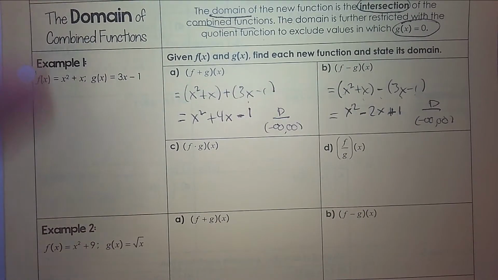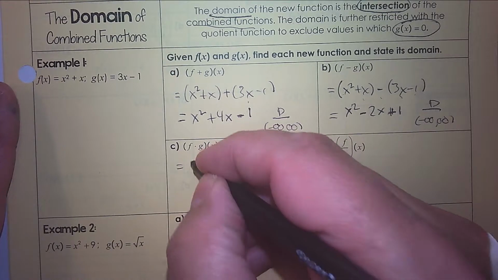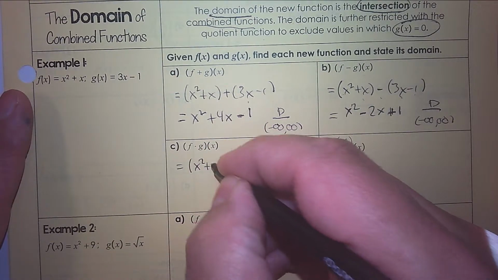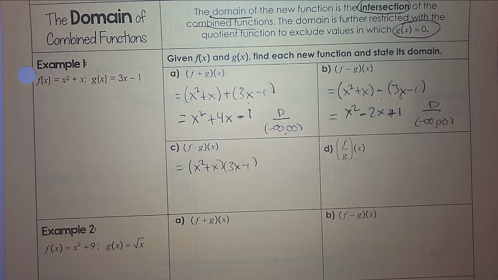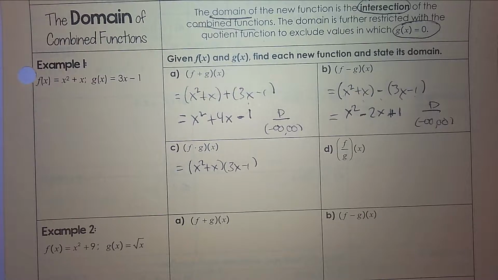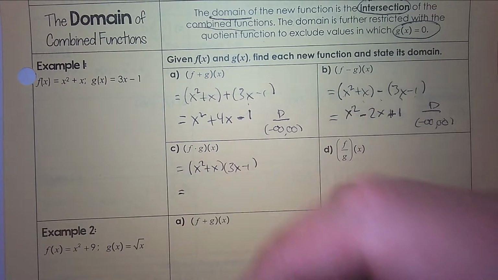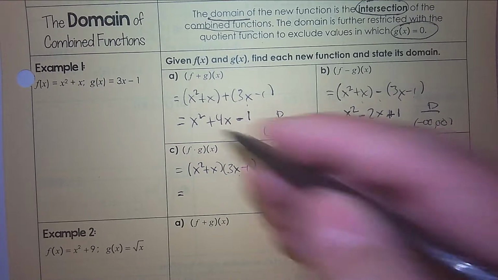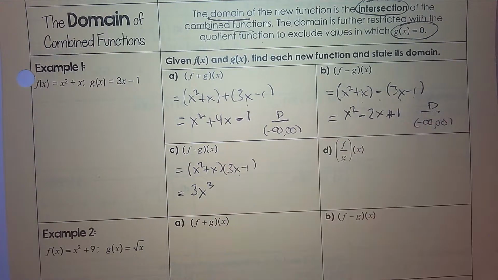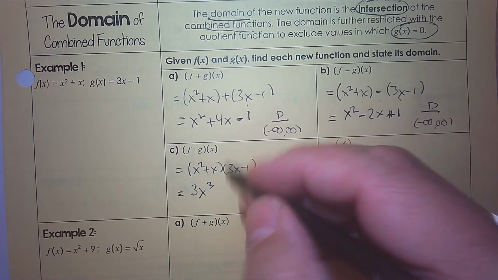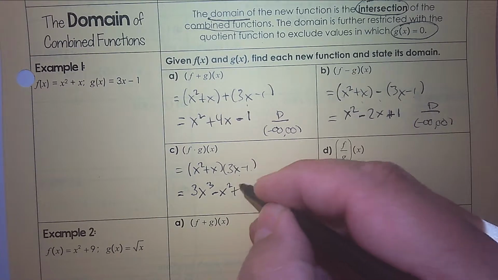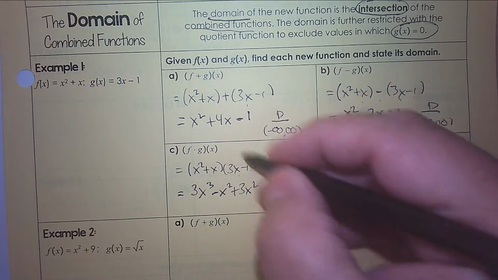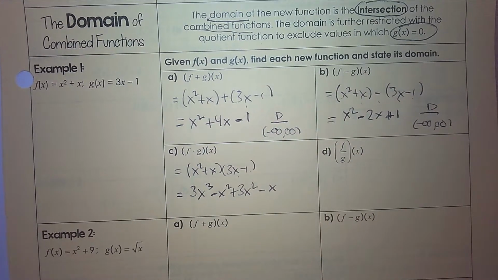C, the dot means you're going to multiply. So we have x squared plus x and 3x subtract 1. If I'm going to multiply them, I'm going to have to distribute, FOIL. You might want to draw a box. I'm just going to multiply it out by foiling. So x squared times 3x is 3x cubed. X squared times negative 1 is negative x squared. X times 3x is 3x squared. And x times negative 1 is negative x.